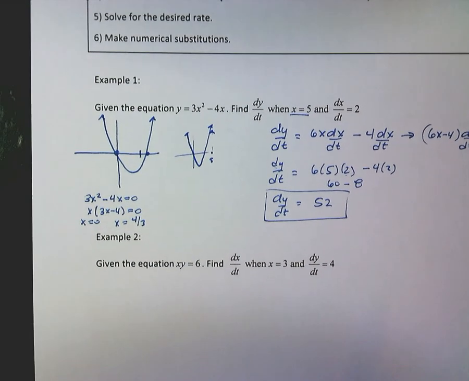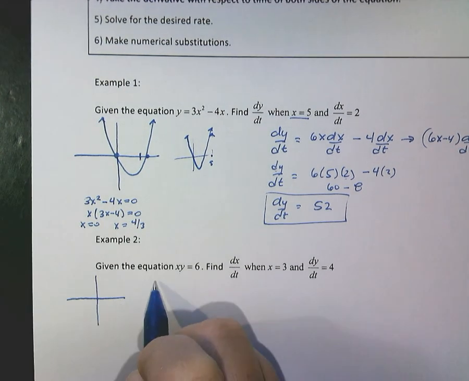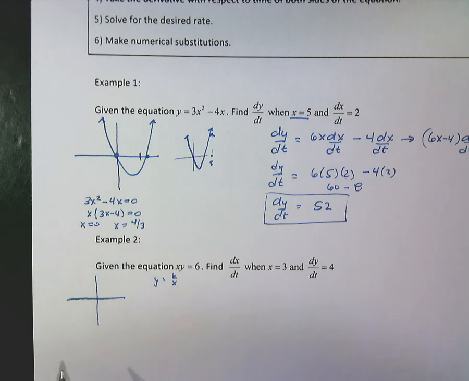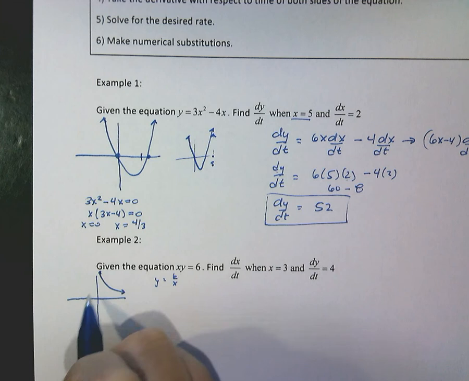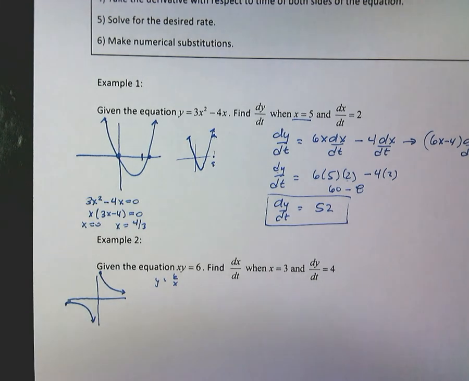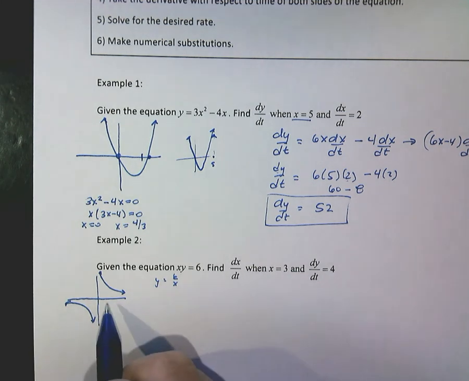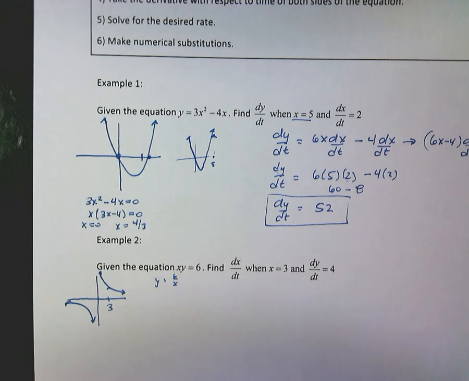Here's another equation. xy equals 6. If I were to graph this, you would probably be more familiar if I change this to y equals 6 over x, it's a rational function. It looks like this. So when I'm thinking about this, I want to know when x equals 3. Well, x equals 3 is over in the first quadrant. This function is decreasing. So I definitely should get a negative number.